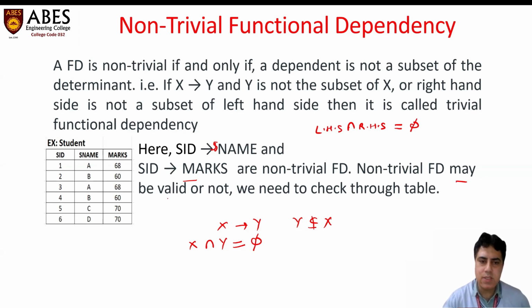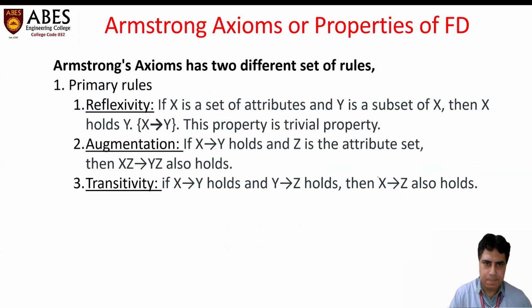A non-trivial functional dependency may be valid or invalid, so we need to check through the table. Next is Armstrong's axioms, or properties of functional dependencies. Basically, there are two different sets of rules. The first is the primary rules and the second is the secondary rules.